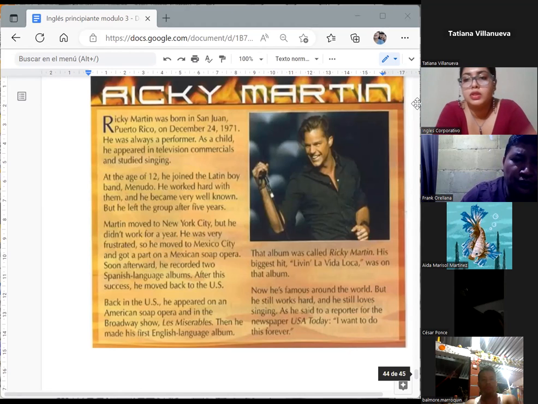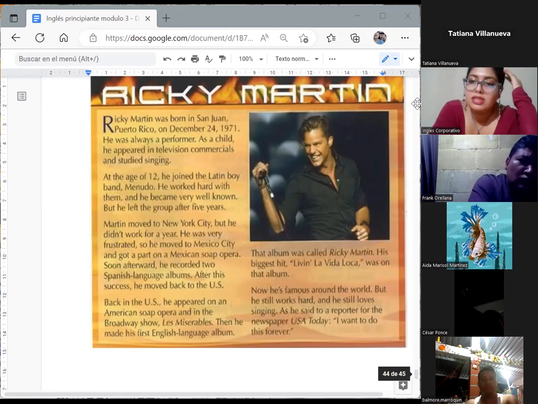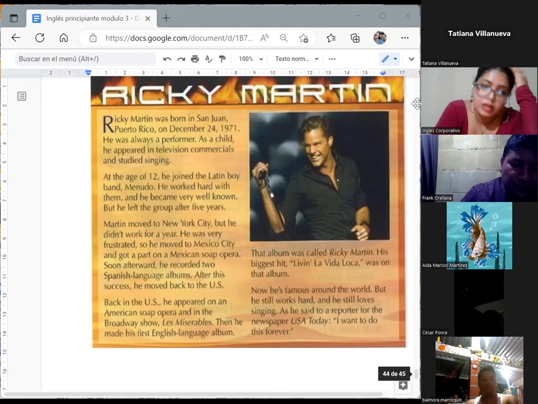So we're going to go part by part. Vamos parte por parte, párrafo por párrafo. Ricky Martin was born in San Juan, Puerto Rico on December 24, 1971. Ricky Martin nació en San Juan, Puerto Rico, el 24 de diciembre de 1971. He was always a performer, siempre fue un artista, ¿verdad? Él siempre hacía sus presentaciones y todo.